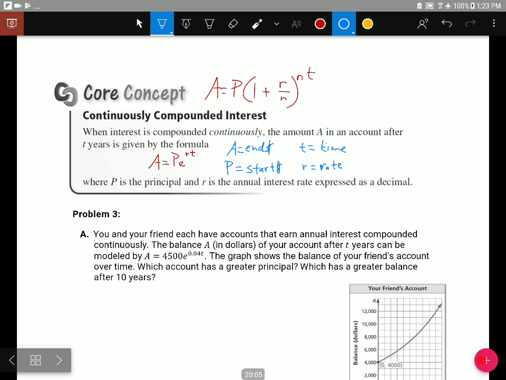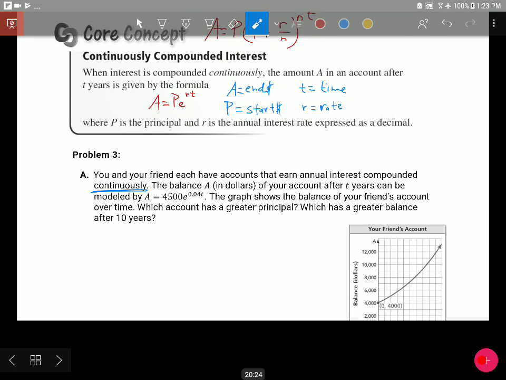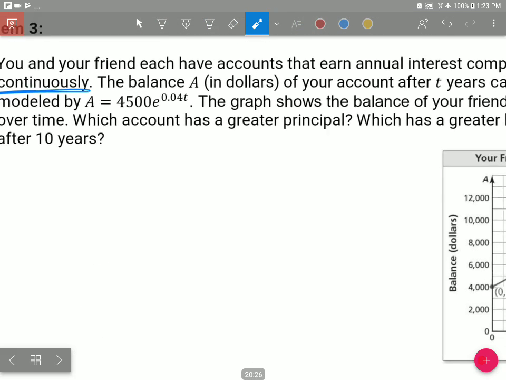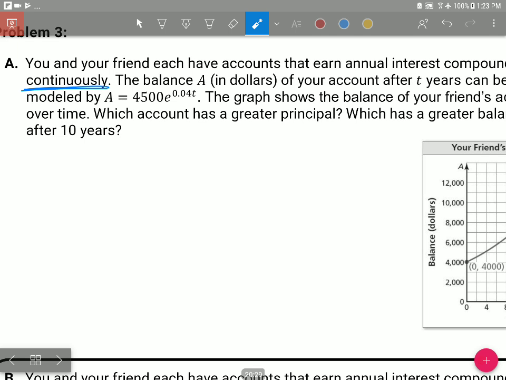Here we go. You and your friend each have accounts that earn annual interest compounded continuously. So it's continuous. Are we going to use the equation with the n in it, or the one with the e in it? The e. If you see continuous, go for the e. Yours can be modeled by the equation, blah. The graph shows the balance of your friend's account over time. So the graph is your friend's, and you're the equation.